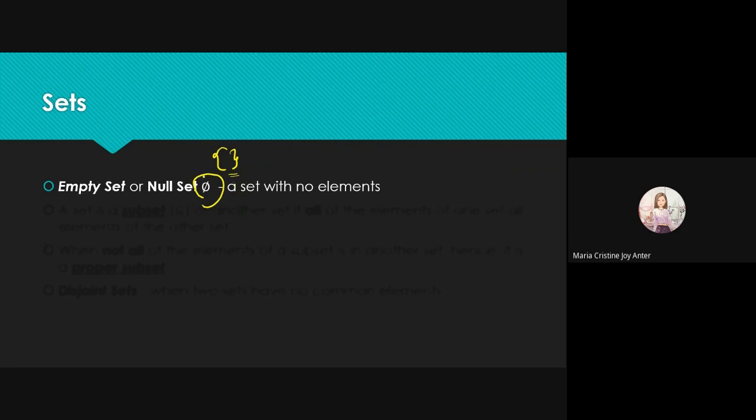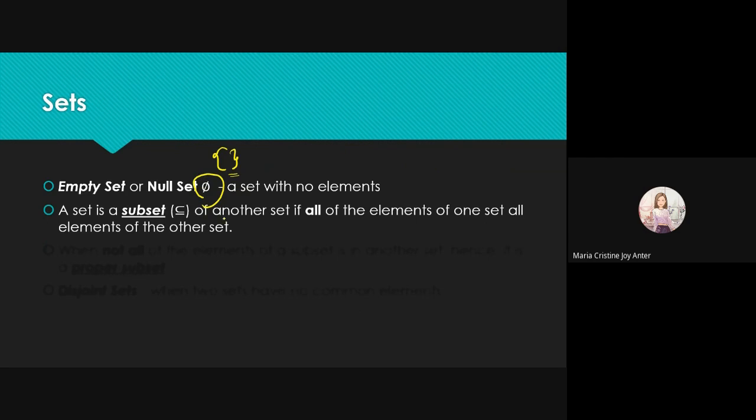Now, another concept is that a set is a subset. The symbol for subset looks like a letter U lying on its side, with a horizontal line on top. A set is a subset of another set if all the elements of one set are part of the elements of the other set. Okay? So, example.